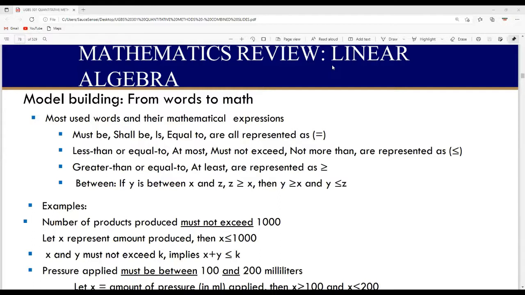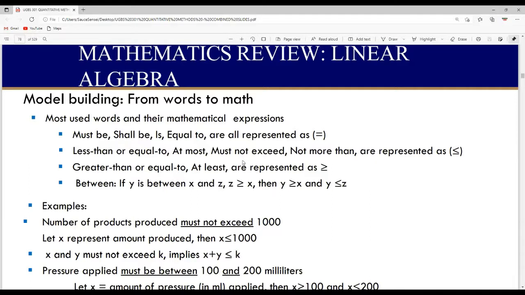Most used words and their mathematical expressions: must be, shall be, is, equal to, are all represented with the equal to sign. When you are given a word problem and you find these words, must be, shall be, is equal to, they are represented as what? The equal sign. Then less than or equal to, as the name depicts. You know how to draw the less than or equal to sign. At most, I've already taught you this. At most means less than or equal to.